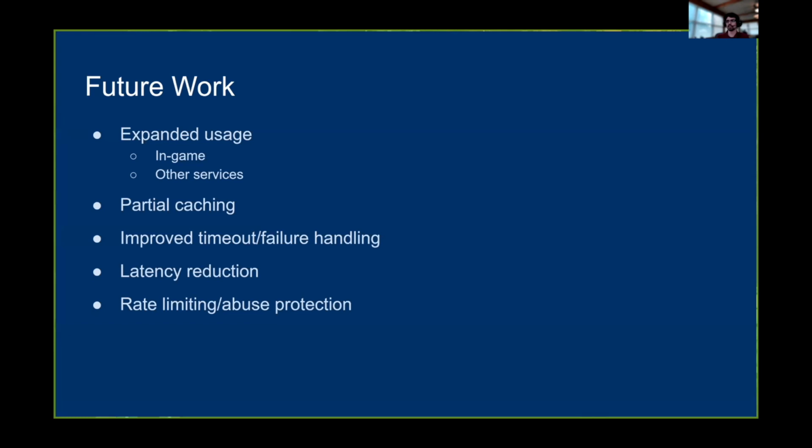Improved handling of timeouts and failures. Right now we have something that works, but it could be cleaned up a little bit. Latency reduction is a big one. If we wanted to use it for actual folding calculations, right now there is an arbitrary, I'll say, 10-second delay between when you request the job and when you actually get a result back, even not including the time to do the computation. And that's due to the way that AWS Batch is structured. It's meant for batch jobs where you don't necessarily need a result in real time, and it optimizes for cost.